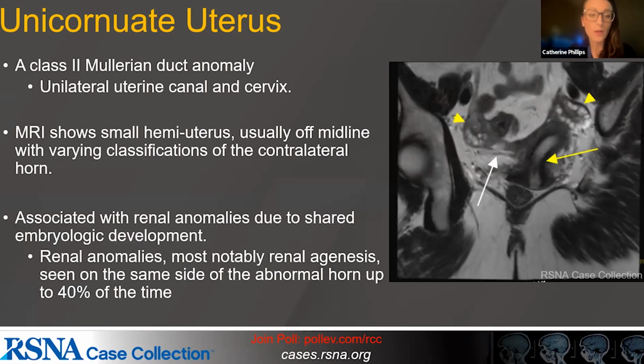These are frequently associated with renal anomalies due to the shared embryologic origin from the Müllerian ducts. And these anomalies are present in up to 40% of cases and can range anywhere from renal agenesis to crossed ectopia. So always make sure you get additional imaging of the kidneys when you do identify a Müllerian duct anomaly. Thanks for playing.